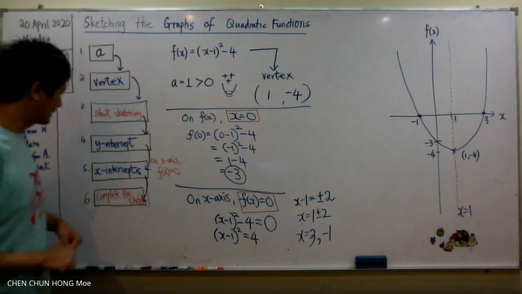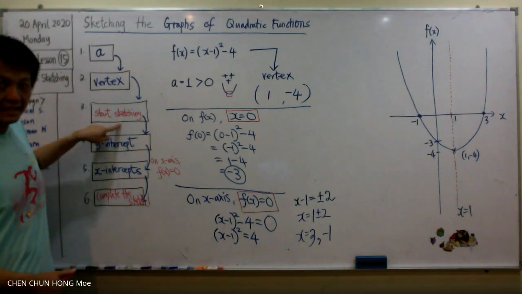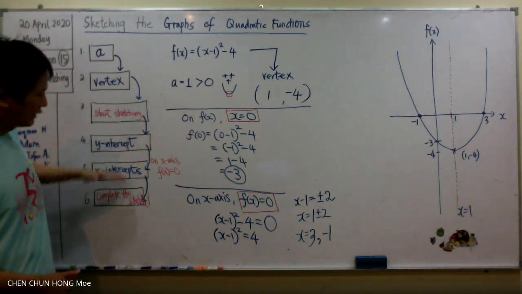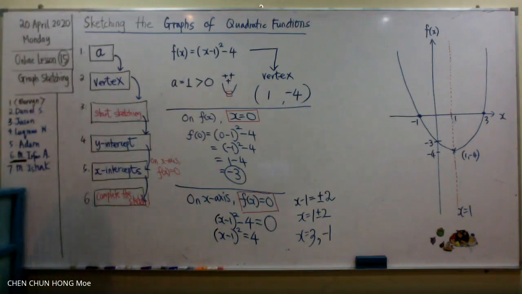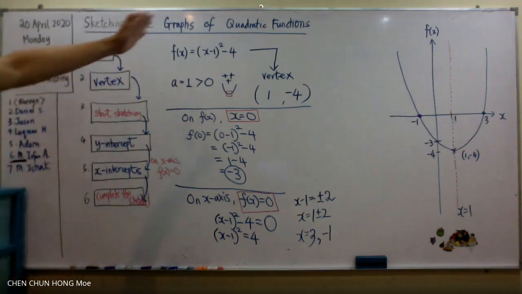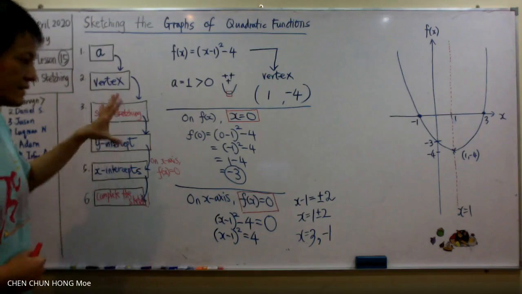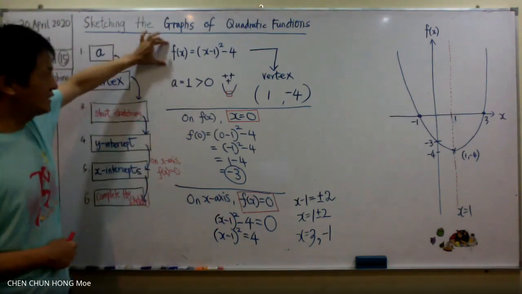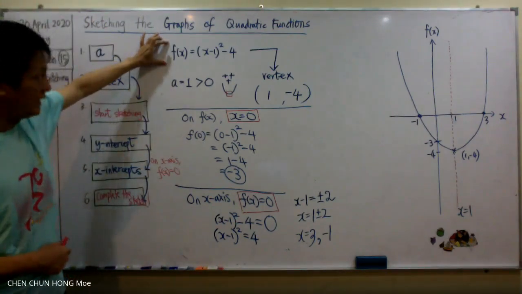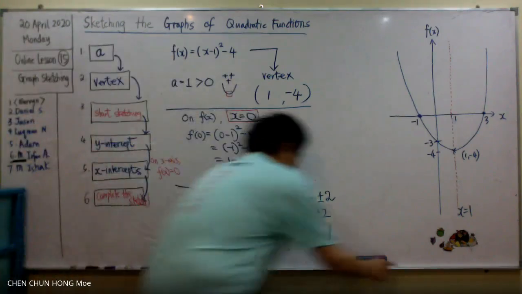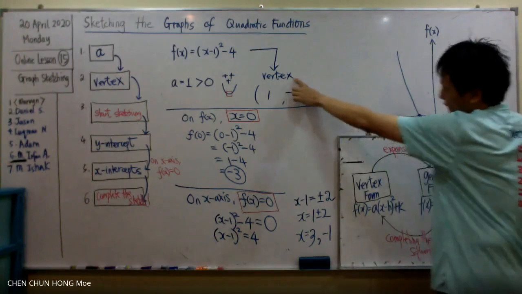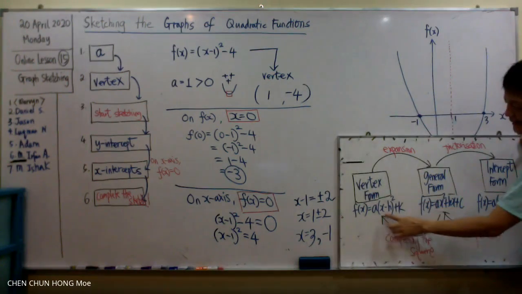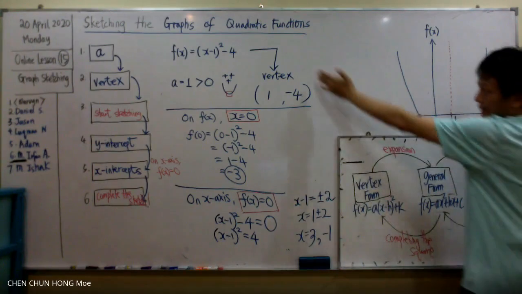Why complete the sketch? Because we started sketching from these steps. Along the way, once we get enough information, we sketch. We fill in the blank. So that is sketching the graph of a quadratic function, and in this case it's rather straightforward because the function given is already in vertex form, and when it's in vertex form, we can get the vertex straight away. That is the one easy step here.